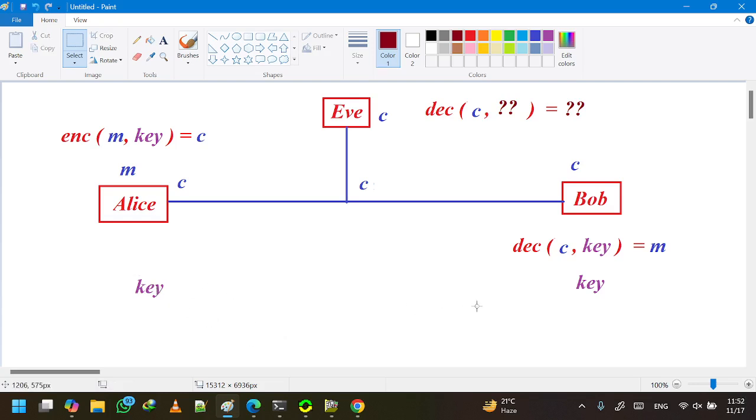Then how can we establish this key in between? One idea is to send the key over the wire. If we send the key over the wire, we understand that this key will no longer remain secret.